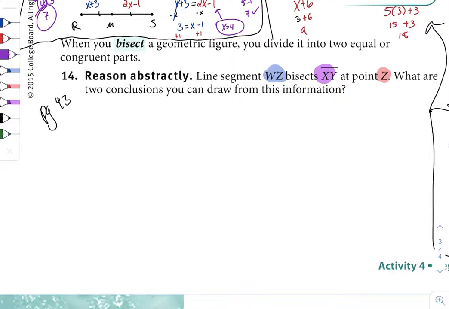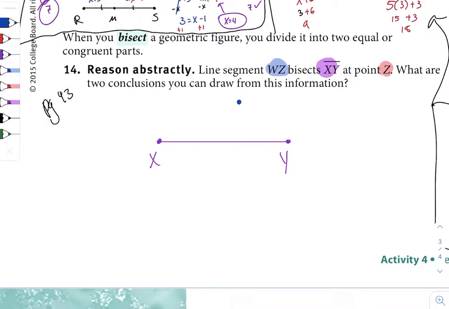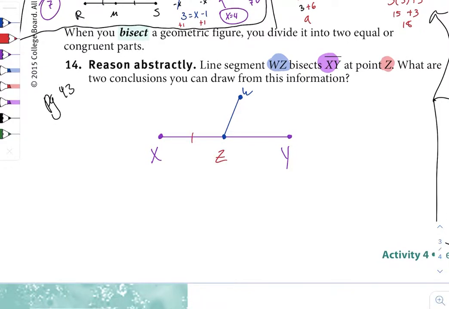The line segment we have here is XY. Right, so we have XY, and it's telling us that WZ is a line segment that bisects it. WZ can be basically anywhere. The only thing we have to make sure is that there's this point Z that is part of this line segment WZ, and what it does is, sorry, this is point Z, and it cuts this in half, okay? So that's basically what they're saying here.